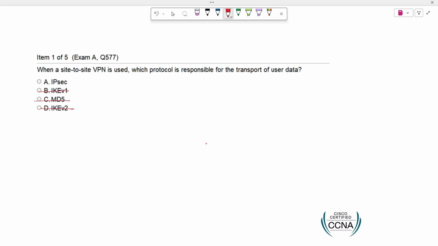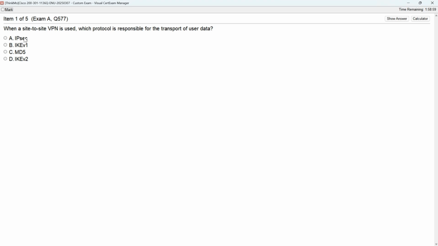As for this one, it's mainly used for encryption and authentication. However, if there is no other protocol at the lower layer to serve as a tunnel transport, then IPsec can use this tunnel mode for transmission. So the correct answer is A. Let's look at the correct answer. All right, question 2.